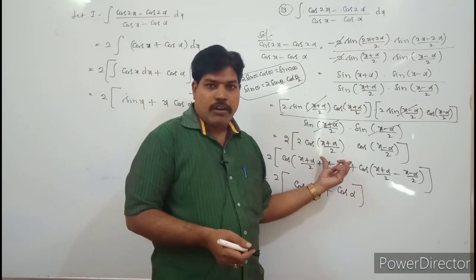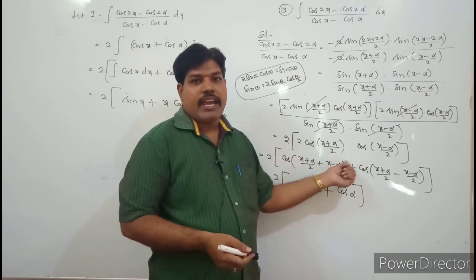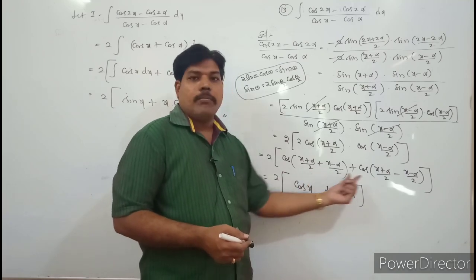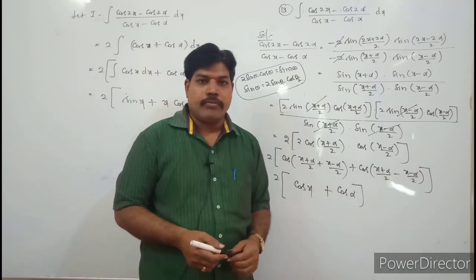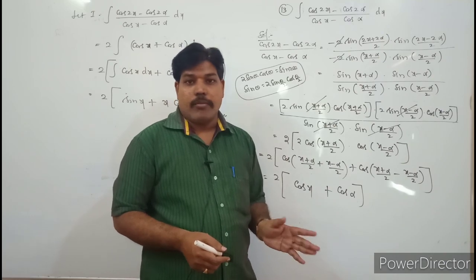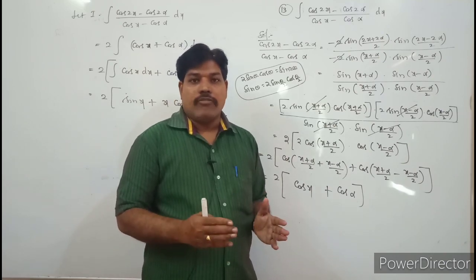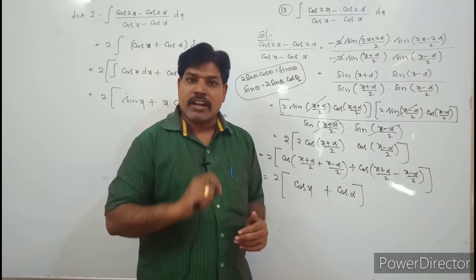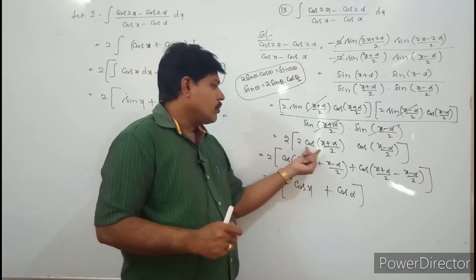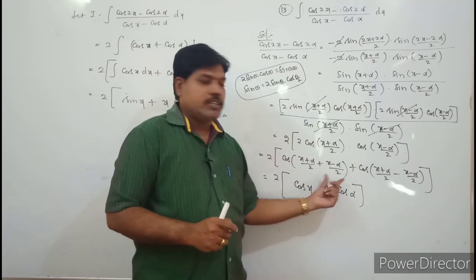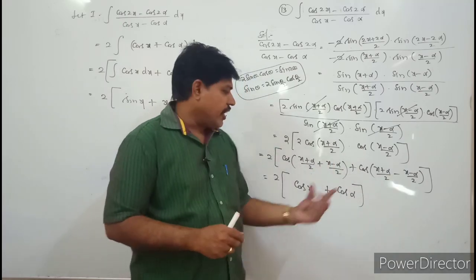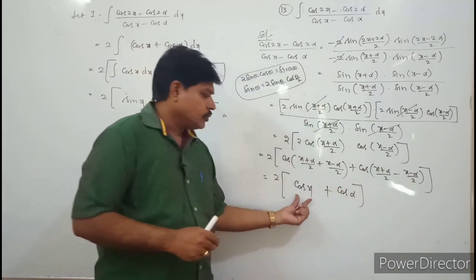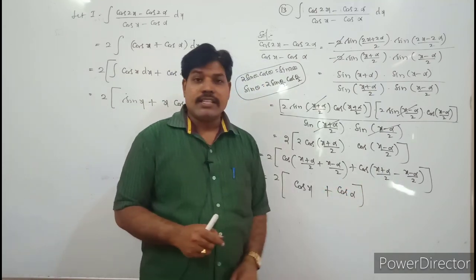So it is in the form of 2 cos A cos B. The formula is cos of A plus B plus cos of A minus B. So the formulas are there. Write down the formulas for every problem. Compulsorily write down the notes. So 2 cos A cos B is nothing but cos of A plus B plus cos of A minus B. Take the 2 LCM, and here also you can take the 2 LCM. It will become 2 cos x plus cos alpha.